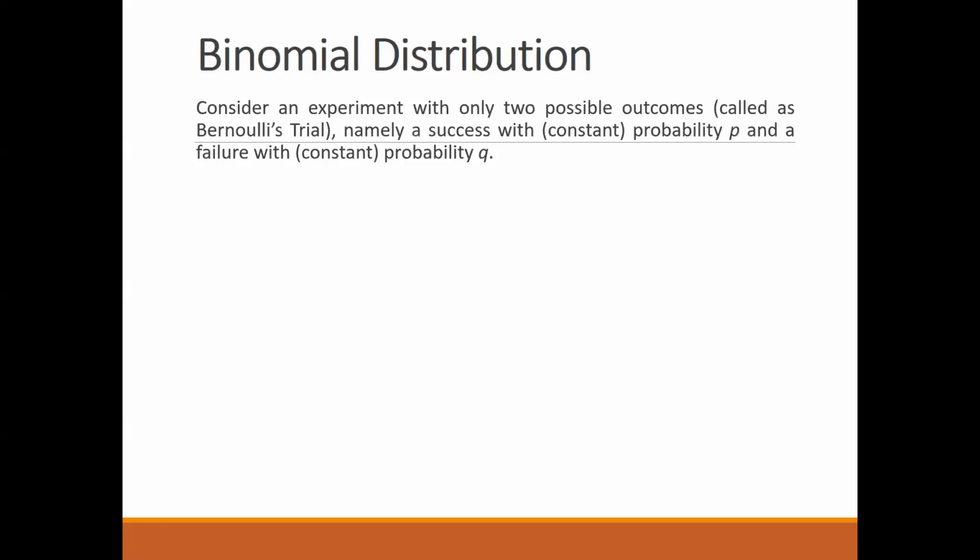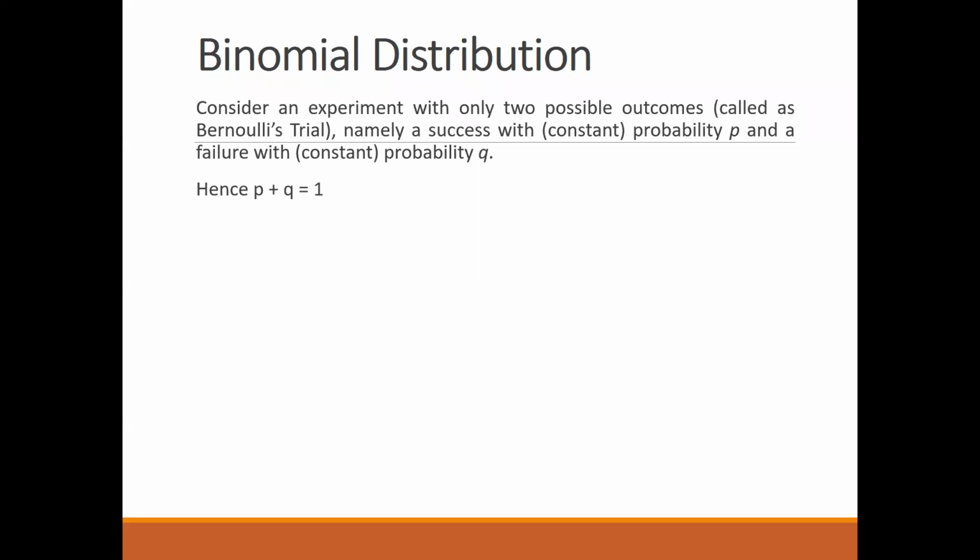Okay. So if we consider an experiment with only 2 possible outcomes, that is heads and tails, or you can call it success and failure. If I take the probability of success as P and the probability of failure as Q, we know that P plus Q is always equal to 1, right?